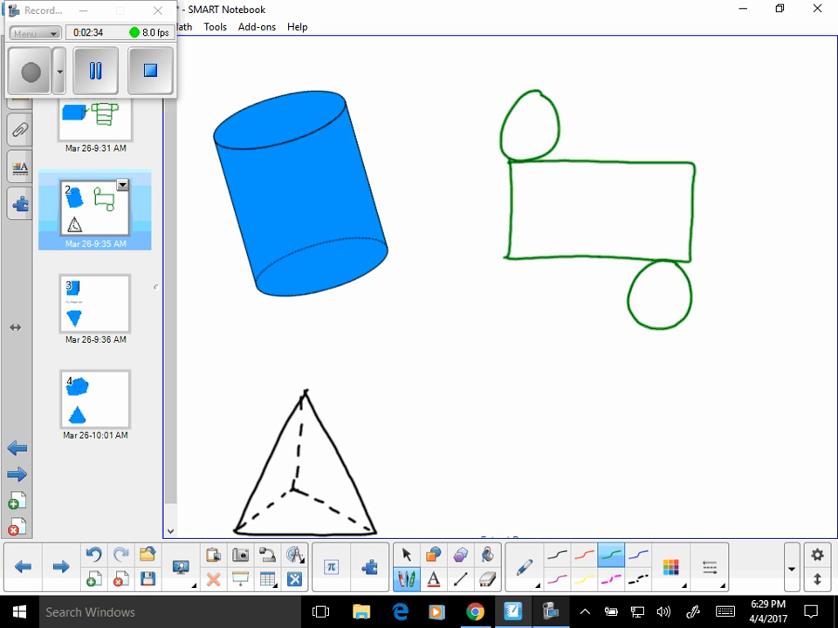I'm choosing to draw mine on opposite ends of the label or on the rectangle. You could actually have drawn it just straight across the rectangle from it as well. If you wanted to draw it over here, you could have done that as well.